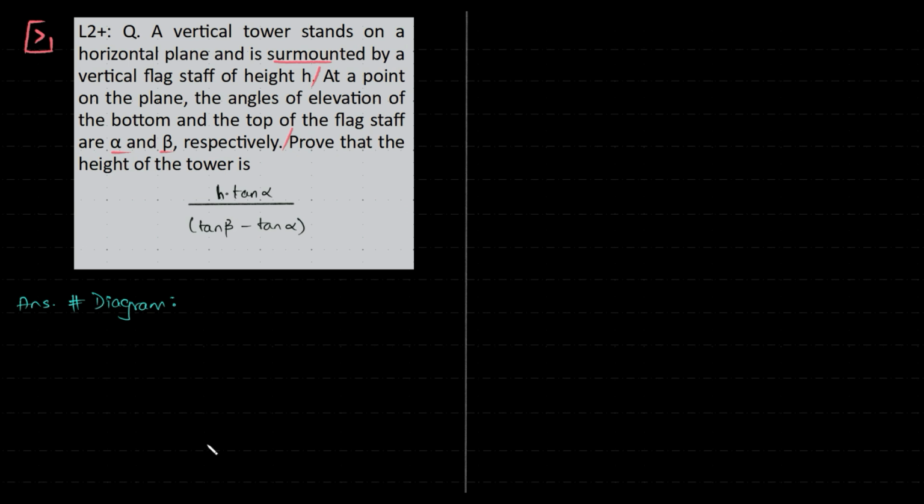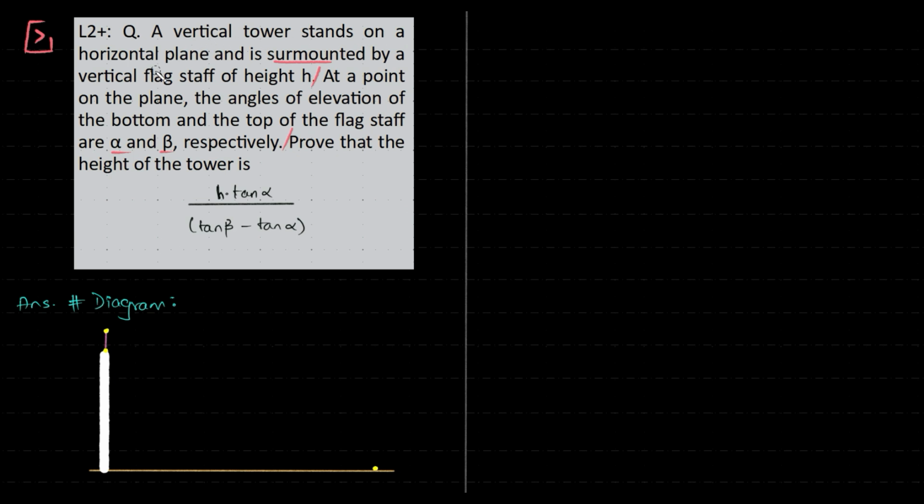So very first thing is we need a ground. And on that we have a tower. Let me make the tower in this manner, a tower or building or something, right? And on this we have a flagstaff and all of that. So the point of observation is from the ground. So we have the bottom and top of the flagstaff, is this. Again, I'll read the question and explain to you guys.